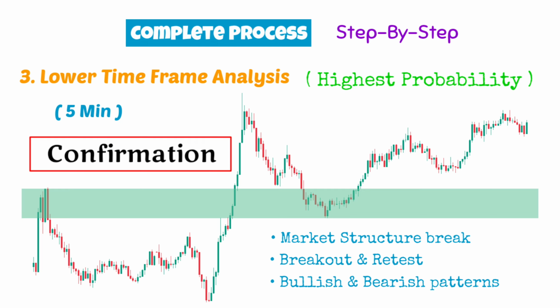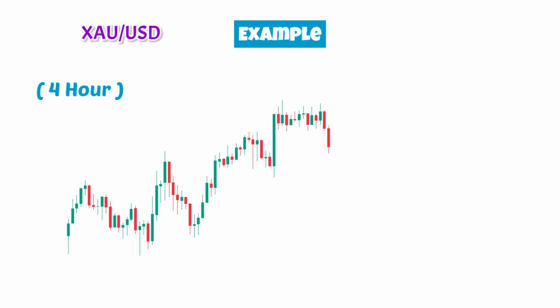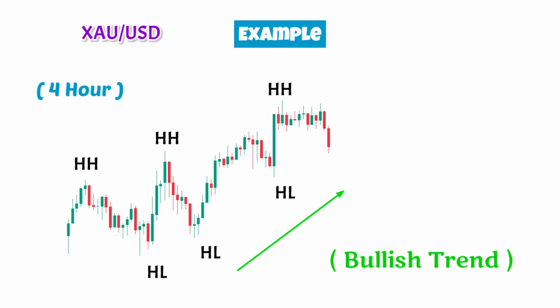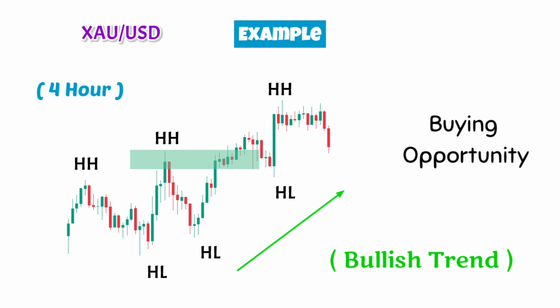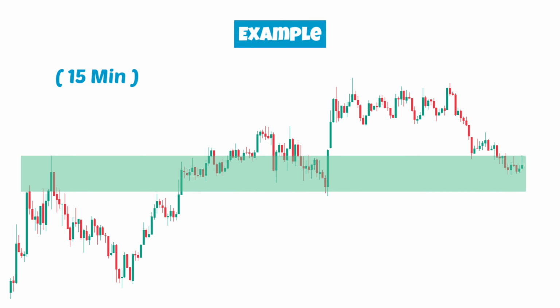Now let's understand this with a practical example. Suppose you're analyzing XAU/USD, which is gold. First, you open the 4-hour chart. You notice that the market is consistently making higher highs and higher lows, which clearly indicates an overall bullish trend. At this stage, you decide that today you'll only look for buying opportunities. You also notice that the price is approaching an important demand zone from where the market had previously made a strong bullish move. Next, you switch to the 15-minute chart.